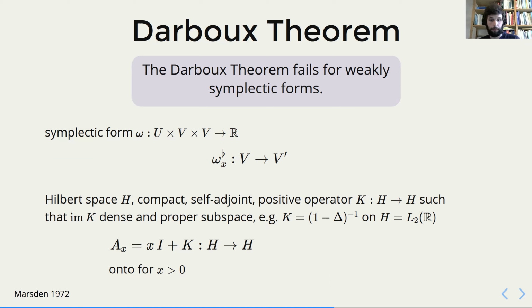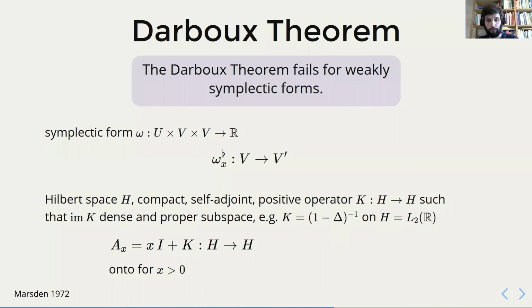And then you consider this operator AX, where X is just a real number, and you consider this essentially as a deformation of K by the identity. So if you insert X equals 0, then you get K back, and we know that the image of K was only a proper subspace, so that's a small subspace. But if you go to a point where X is bigger than 0, then you see that the image of this operator is actually the whole space.